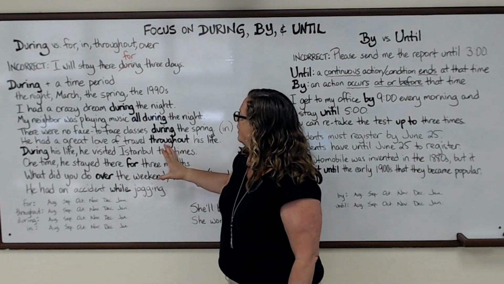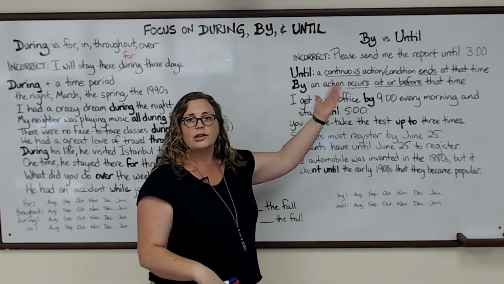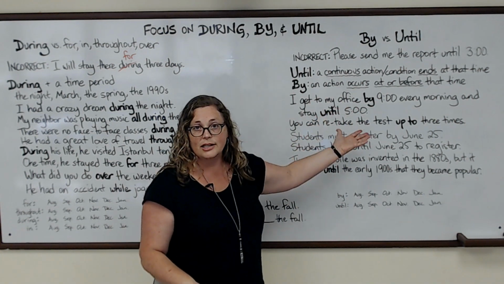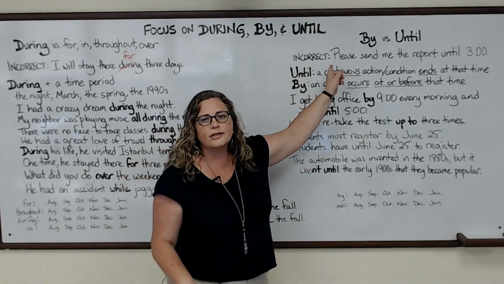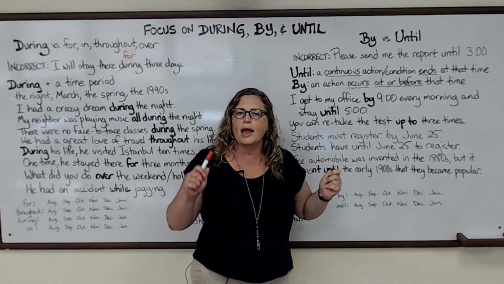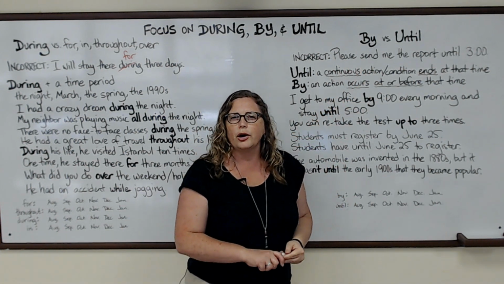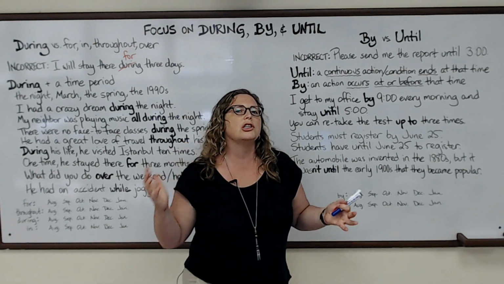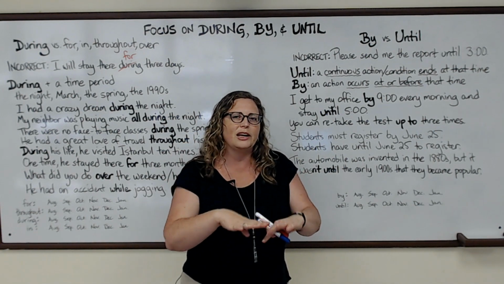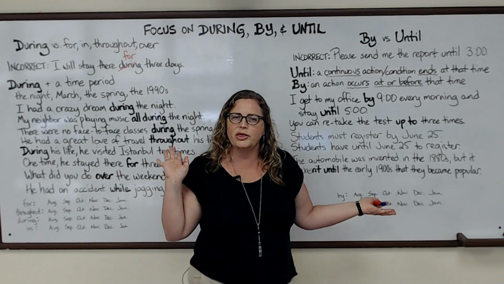All right. Let's leave these and go over to this side. By and until. This sentence is incorrect and a common problem for people whose native languages might transfer differently. That's one of the common problems with these prepositions.